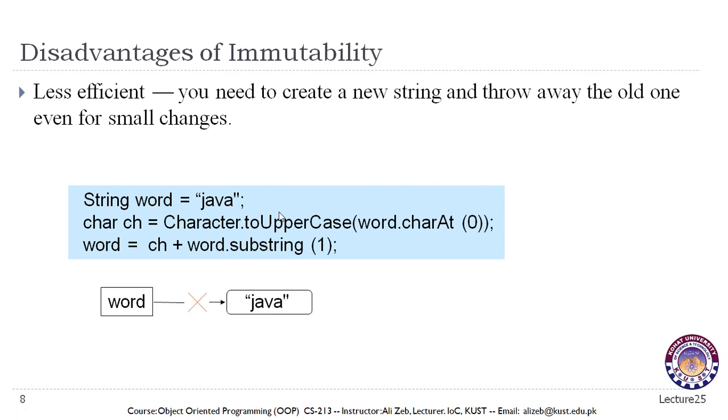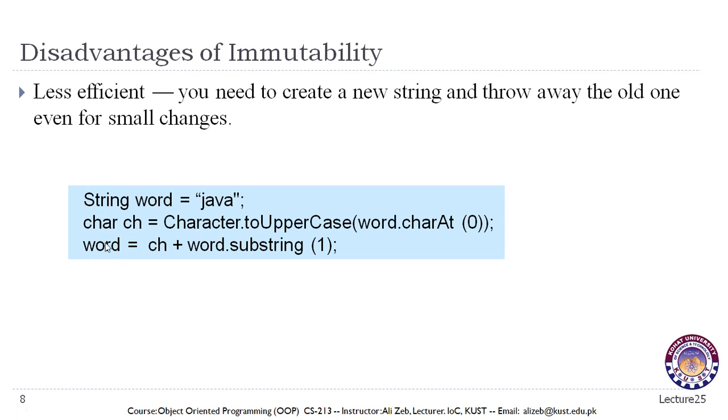If you want to change it to uppercase, for example, if we want to convert the first letter of this string to uppercase, what we can do is read that character, word.charAt(0), and convert it to uppercase. This is a method that we can call from the Character class. So the character at position 0 will be converted to uppercase and will be assigned to this character variable.